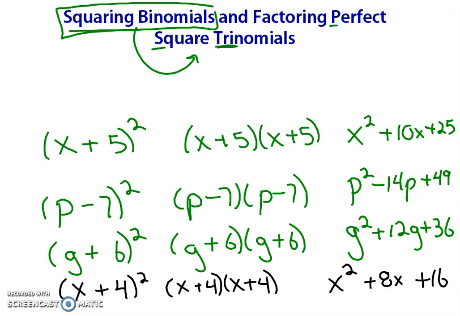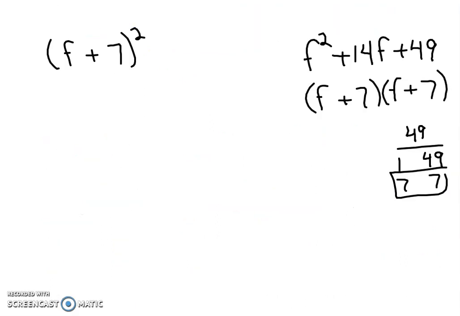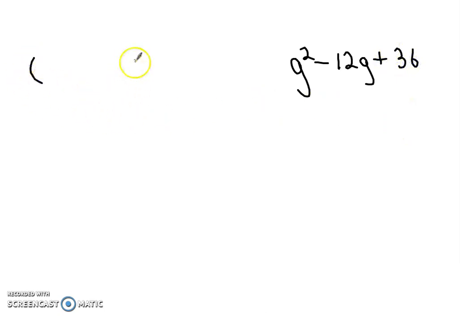So let's do a new one here. Let's start with g squared minus 12g plus 36. Okay, so here we go. We're going to have a g because we've got g squared there. We're going to have a 6 because we've got 36 there. And then because they have to add together to get negative 12, we're going to need a minus. Okay? Put a square in there and we're done.